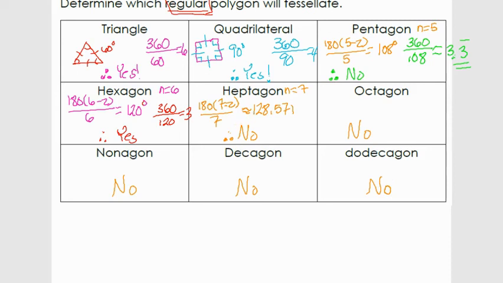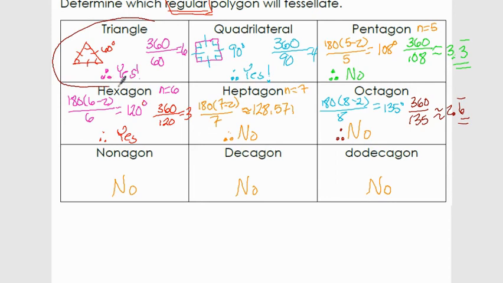You could find the individual angle of it, so let's do one more of those to practice. So if we did 180 times 8 minus 2 divided by 8, we would get that the angles of an octagon are 135 degrees each if it's a regular octagon. If I take 360 and divide it by 135, I get that it's approximately 2.6 repeating. And again, it makes a decimal, therefore it does not tessellate. Okay, we need it to divide evenly, perfectly in.